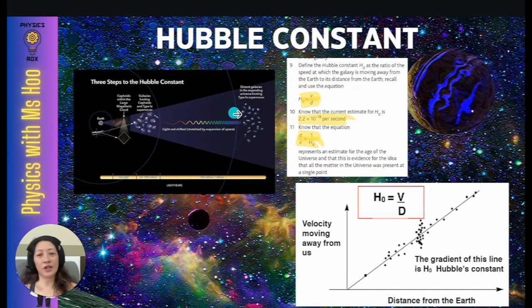This diagram is actually showing us how the light can be redshifted, and this is a graph that shows the relationship between the distance of the galaxy from Earth and its velocity. The greater the distance of the galaxy from Earth, we find that the speed at which that galaxy is moving away from us is also much greater. The gradient of this line is the Hubble constant. So if we want to calculate the age of the universe from the graph, it is basically the inverse of the Hubble constant, or the inverse of the gradient of this graph.